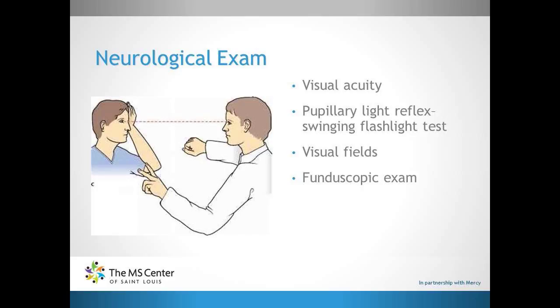If you can identify the fingers as we show them around, then it's very reassuring that you have preserved visual fields. And we do something called a pupillary light reflex, or the swinging flashlight test. That gives me an indication how well that optic nerve is functioning. If one pupil opens up more than the other, it's called an afferent pupillary defect. It gives me an indication that there's something going on. And of course, the fundoscopic exam, which is a direct way of looking at that optic nerve.